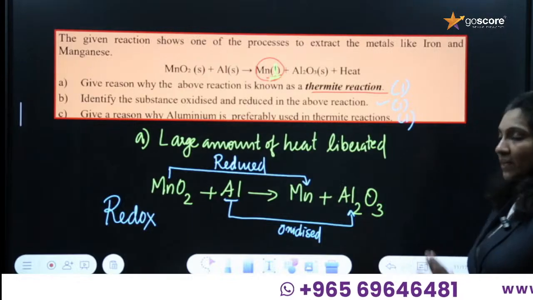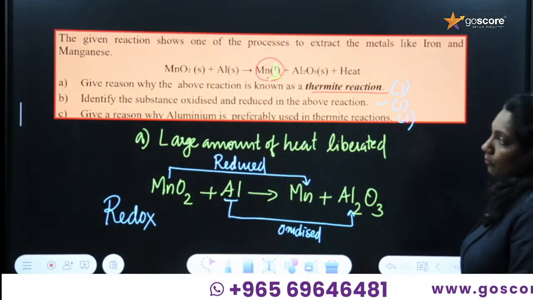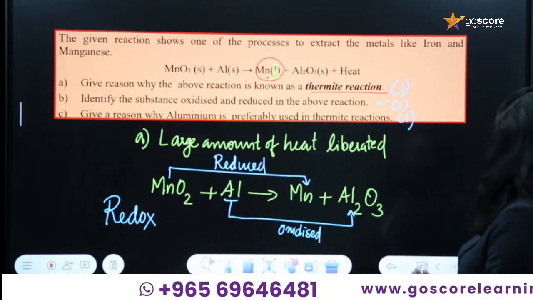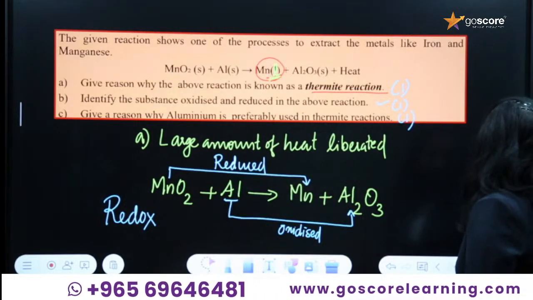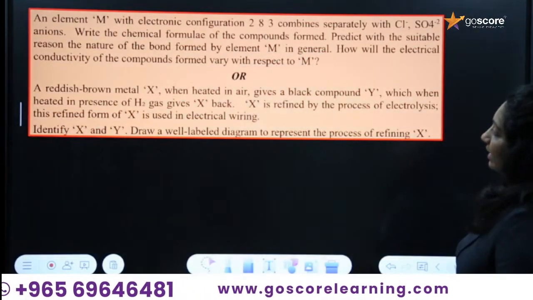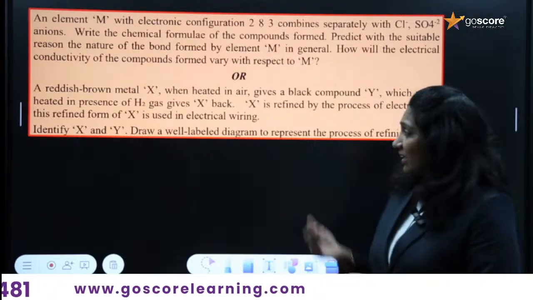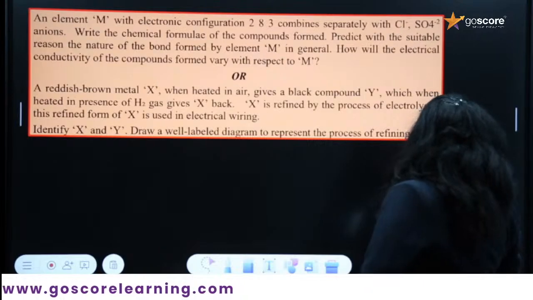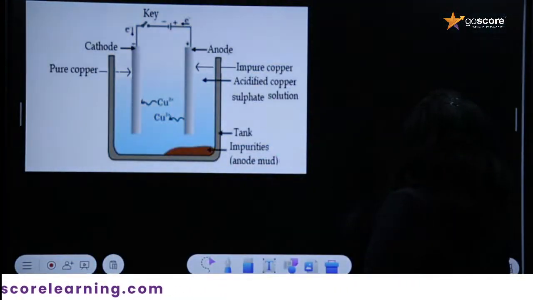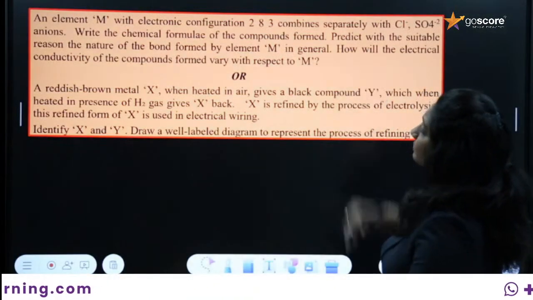Okay. So I hope it is clear. We are moving on to the next question. There is one more 3 mark question in section C. It's an OR question. We can discuss the first one.